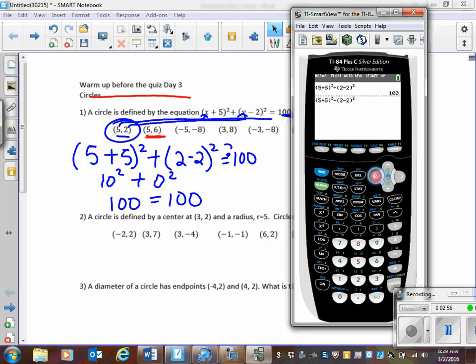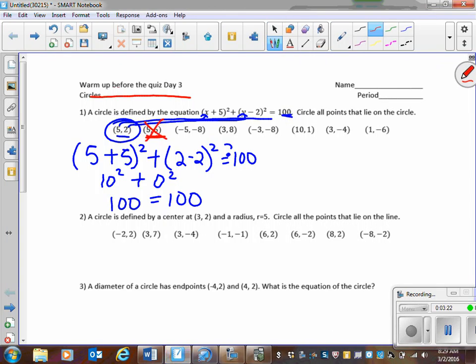So what I will do is I'll just go back and just change the x coordinate. The x coordinate for the next problem is 5, so I don't need to do anything. But the y coordinate is 6, so I'll come to the y coordinate and change it to 6. Once I change that, I feel like this was easier to do. This gives you 116. So 116 is not 100. That means this point here is not a point on the circle. So then you have to try the rest of them.